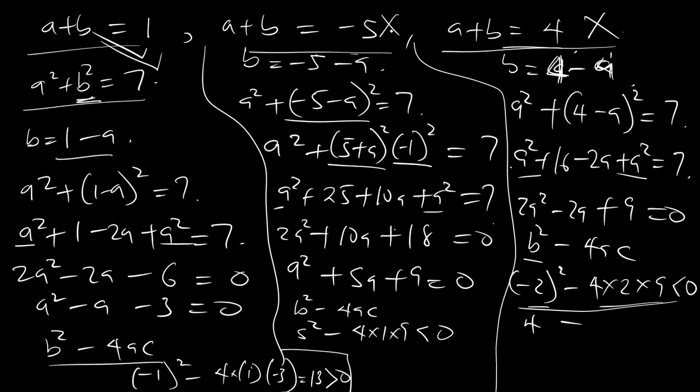Although the others are still answers, this is the right answer based on this question, because they want a solution that gives real numbers of a and b, not complex numbers. So this is the right answer for this particular question. So the answer for a plus b is 1. That is the final answer.